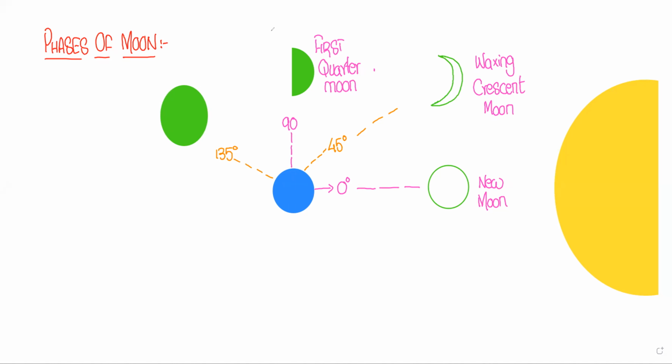And that phase of the moon is known as the waxing gibbous moon, which is not completely the full moon, but almost has a full shape. And we get the full shape of the moon after 180 degrees. So we observe the full moon over here, on the opposite side of the 0 degree. So that is the full moon.